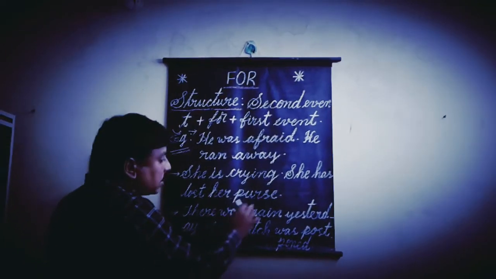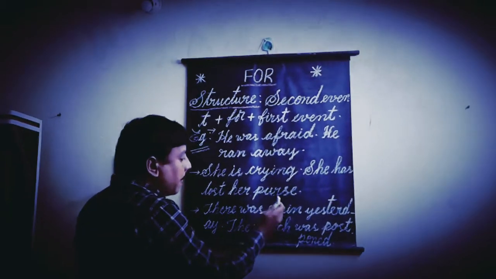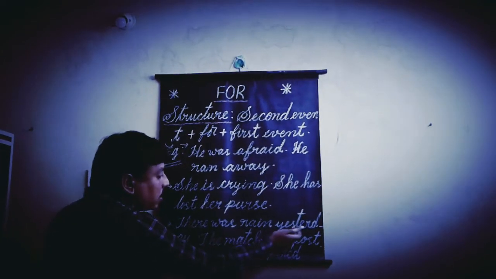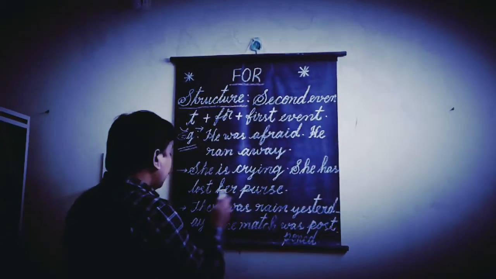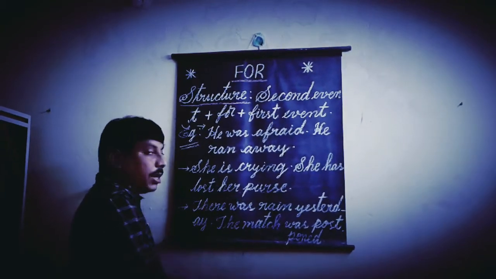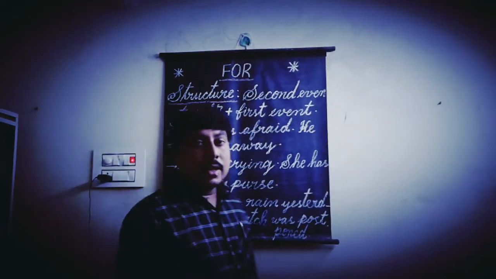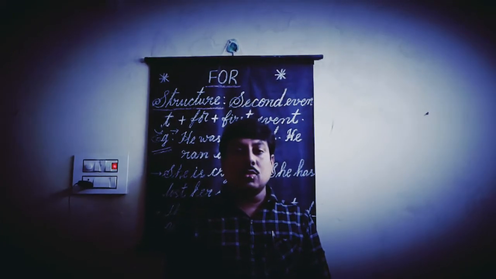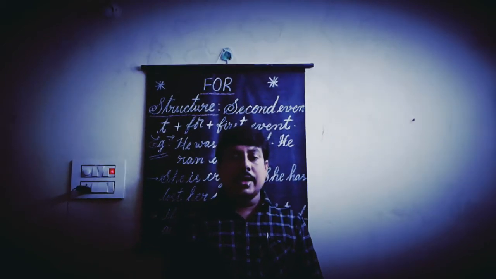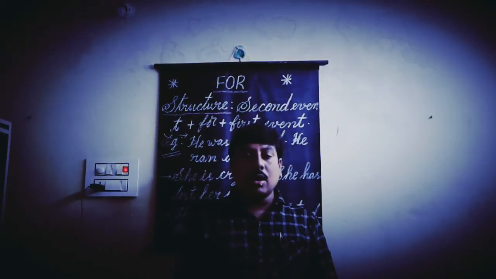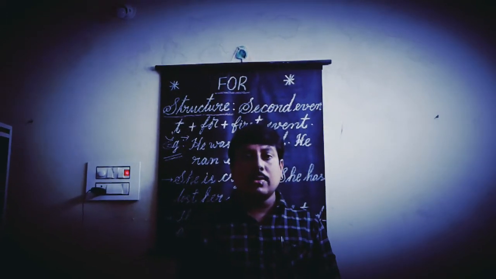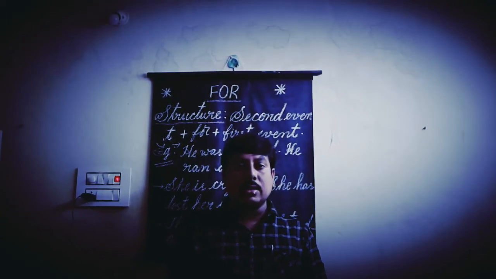Next, there was rain yesterday. The match was postponed. The match was postponed, for there was rain yesterday. I believe him, for he is truthful. He cannot buy a TV, for he is poor. In such a way you can say a number of examples by using the coordinating conjunction "for".